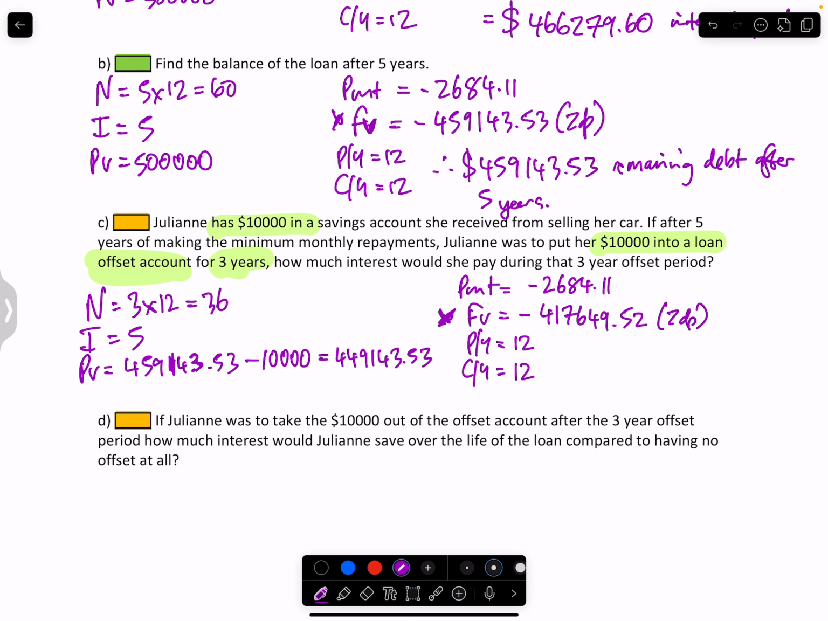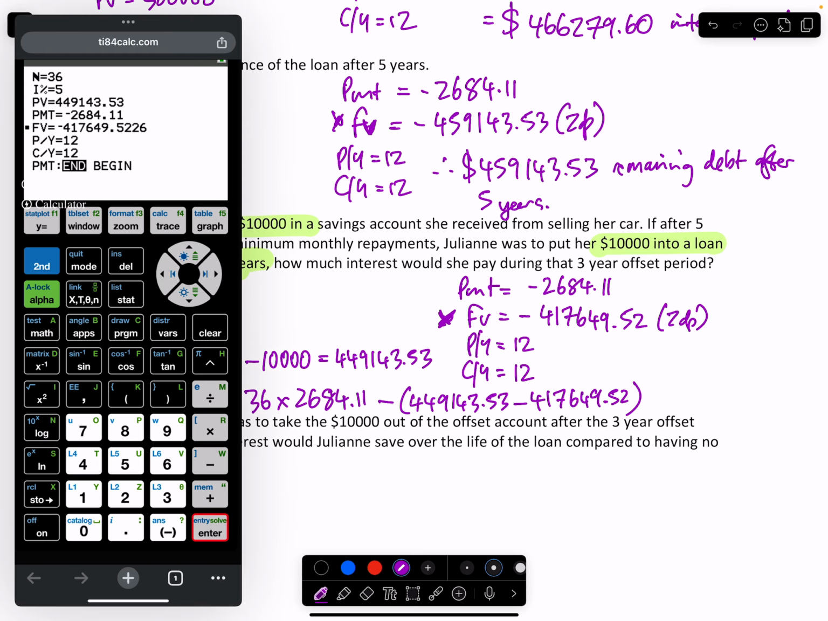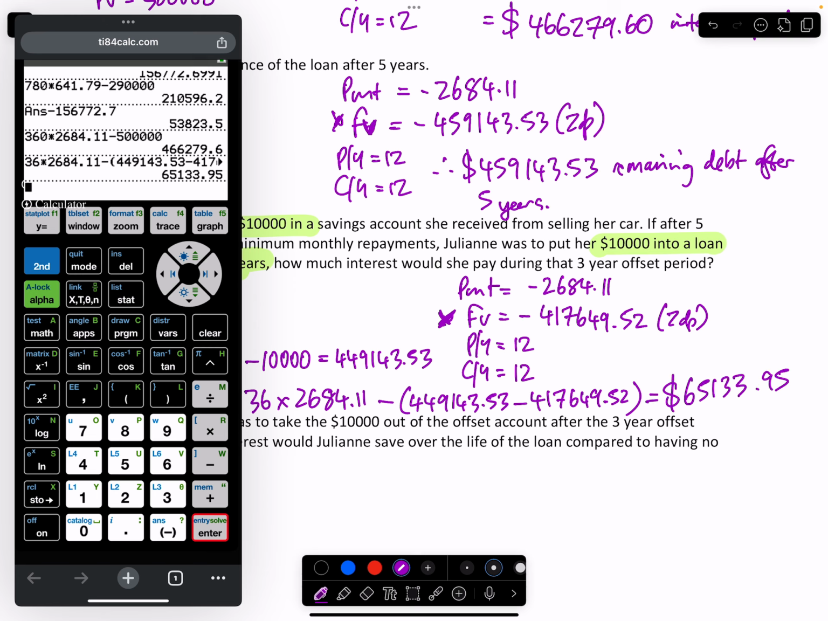How much interest would she pay? So interest, 3 years offset, is going to be 36 payments of 2684.11, take away the starting debt of 449,143.53, got it down to 417,649.52. 36 times 2684.11, take away 449,143.53, take 417,649.52. $65,133.95 interest in offset, 3 years.